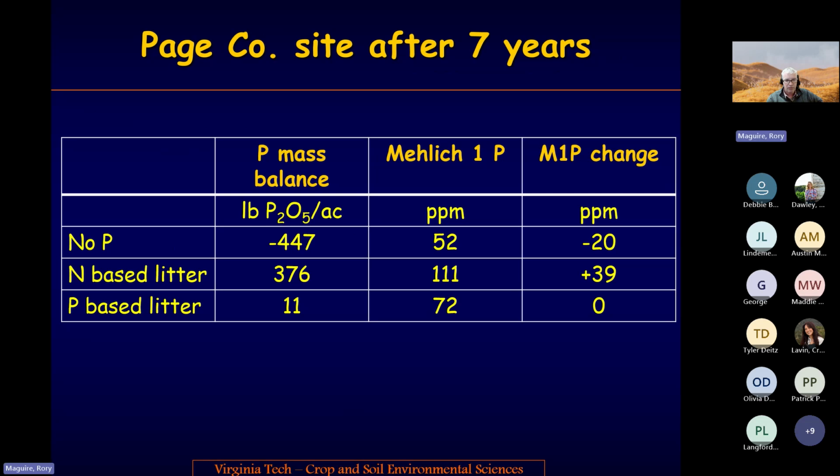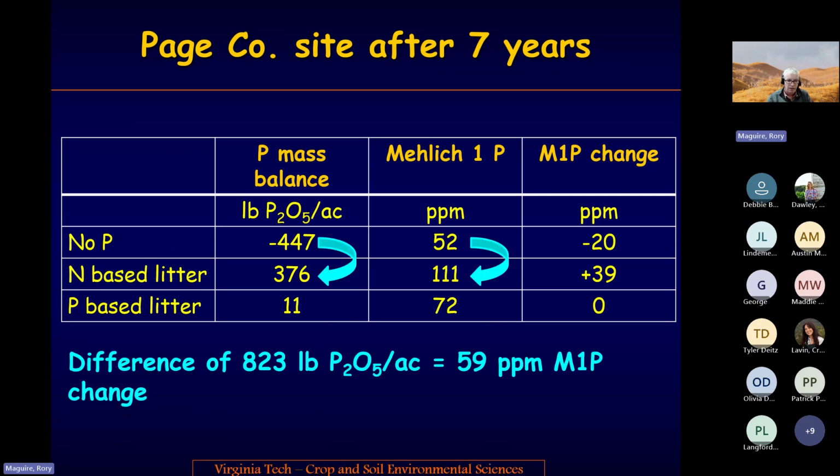This is another one for another site in Page County in the Shenandoah Valley. So again, no phosphorus where they're growing corn with no addition of fertilizer. They managed to mine out 447 pounds of phosphate over 7 years. Nitrogen-based litter application, they were over applying about 376 pounds. So that's a difference of 823. And that led to a difference in the soil test P at the end of the 7-year study of about 59 parts per million.